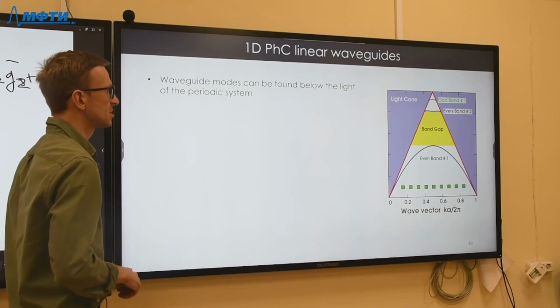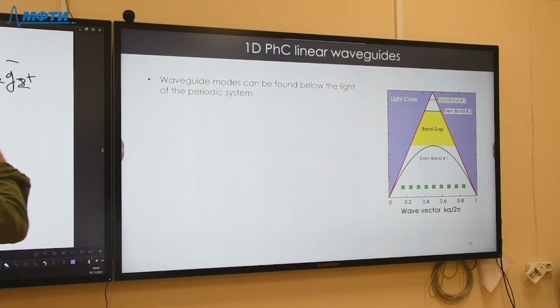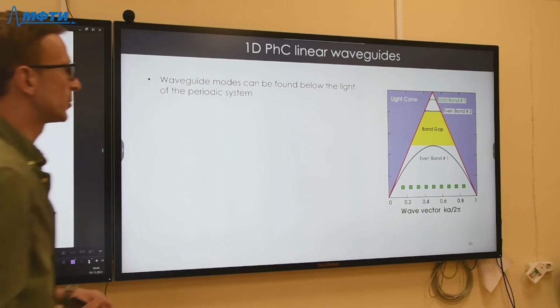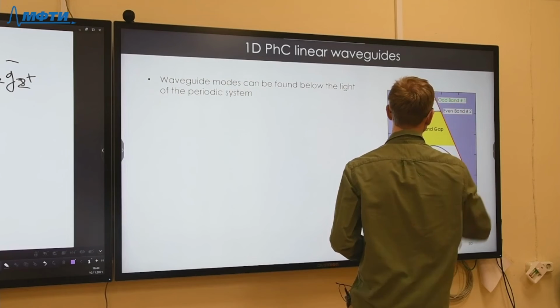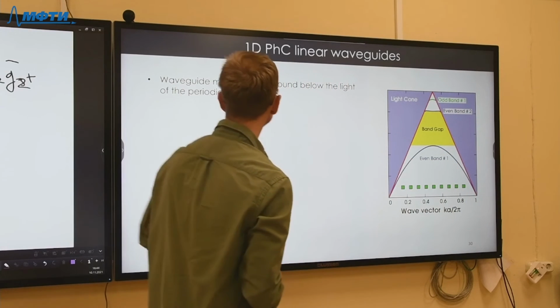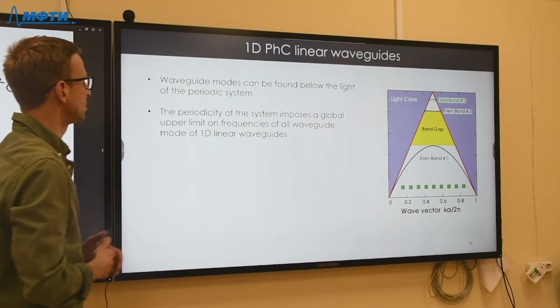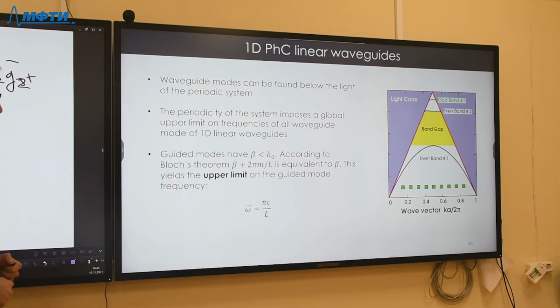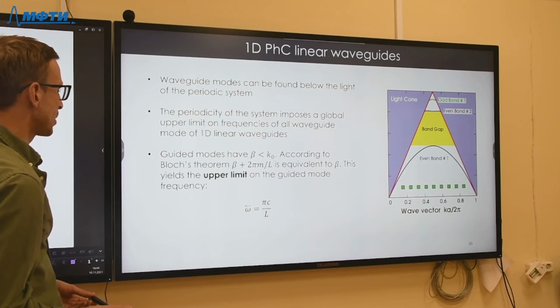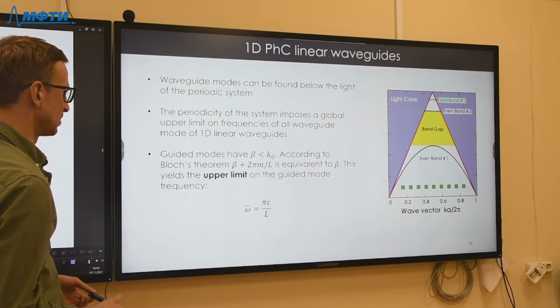Yeah, so this is the typical dispersion diagram of a 1D linear waveguide, where we have a certain spectrum of guided modes below the light line. What is important here is that for any such periodic system, there always exists an upper limit on the frequency of guided modes. How can I show you that there is an upper limit?